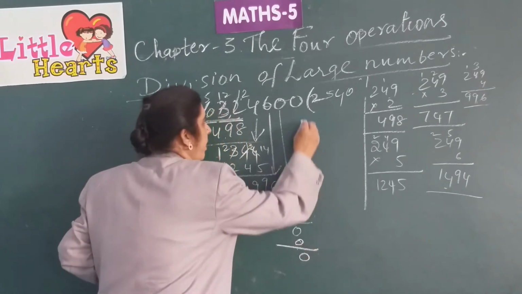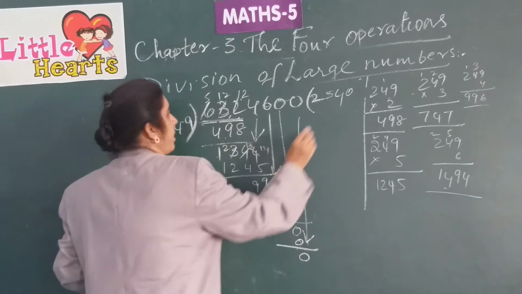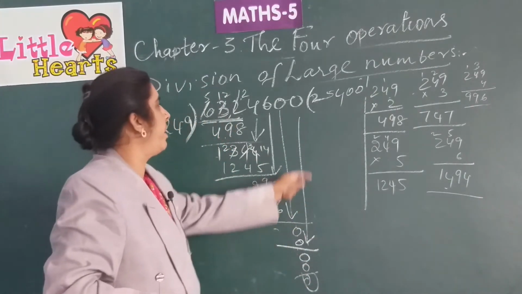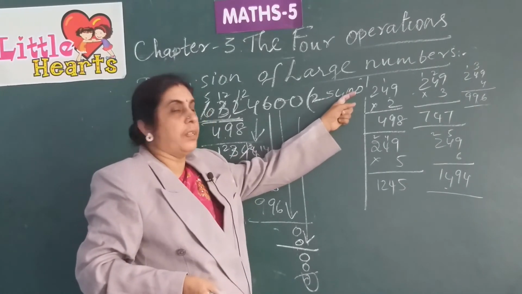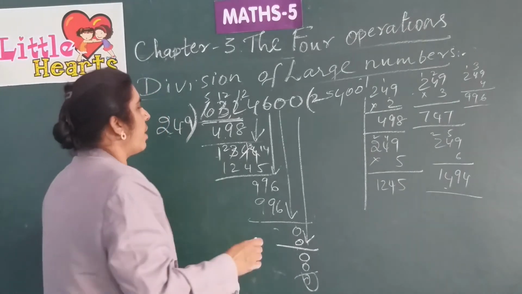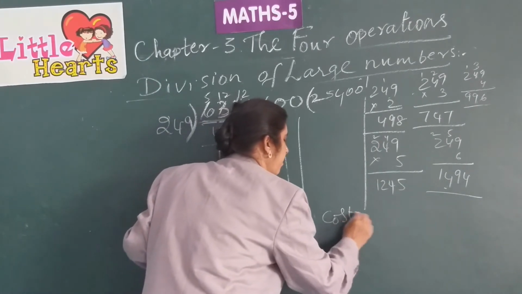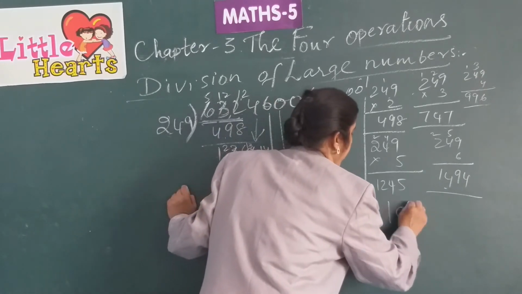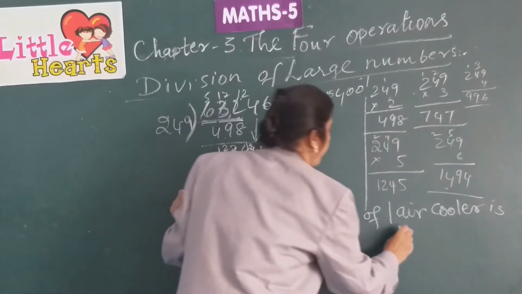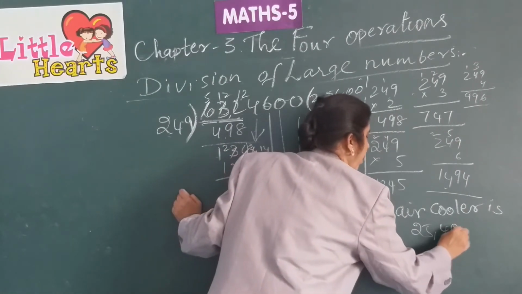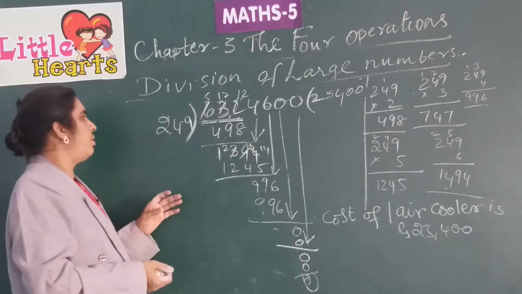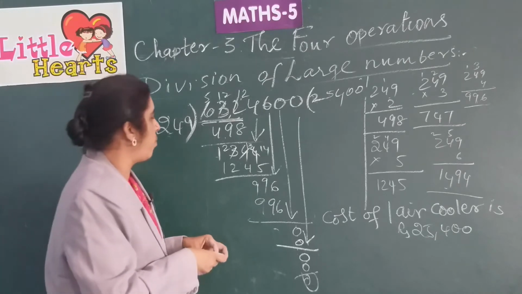Again another 0 we have to bring down. It should also be divided. If you don't divide, you might forget to put the zeros here. So the number brought down should be divided by the divisor. So the cost of one air cooler is ₹25,400.